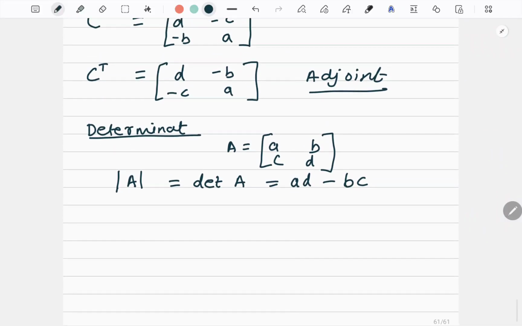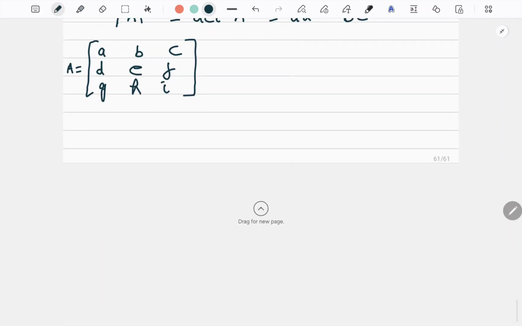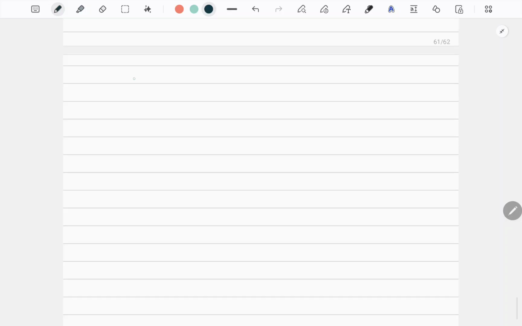Correct? In the same way, if you have a 3 cross 3 matrix, suppose I have a matrix like this, I'll write it in terms of ABC. Okay, now suppose I want to write down the determinant of A. This is A, right? So the determinant of A, I'll write it here again, otherwise I have to keep scrolling up. So A is the matrix A, B, C, D, E, F, G, H, I.